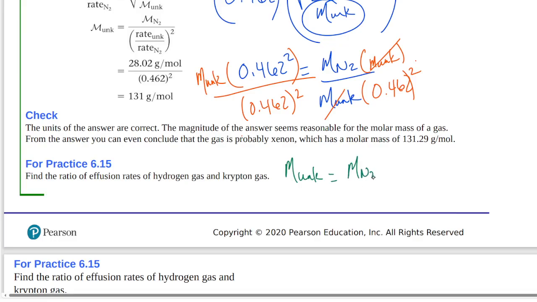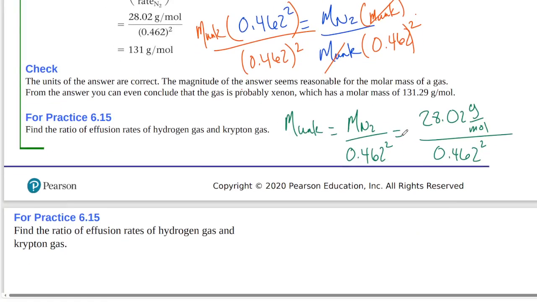we can calculate from the periodic table. That's just 2 times 14, which is 28.02, divided by 0.462 squared. Okay, so that's going to be equal to 28.02 grams per mole divided by 0.462 squared. All right, so that is equal to 131 grams per mole.